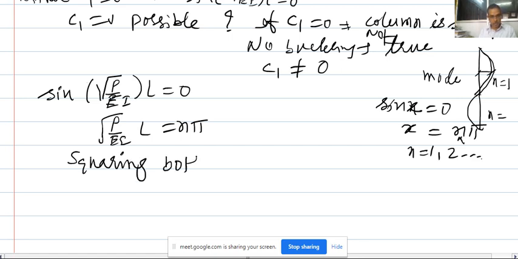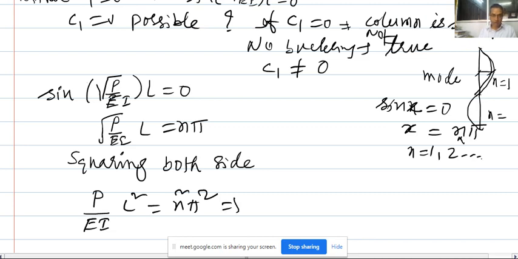Squaring both sides, what happens if we square both sides? P by EI into L square is equal to n square pi square. This implies P is equal to n square pi square by L square into EI, right, very important.